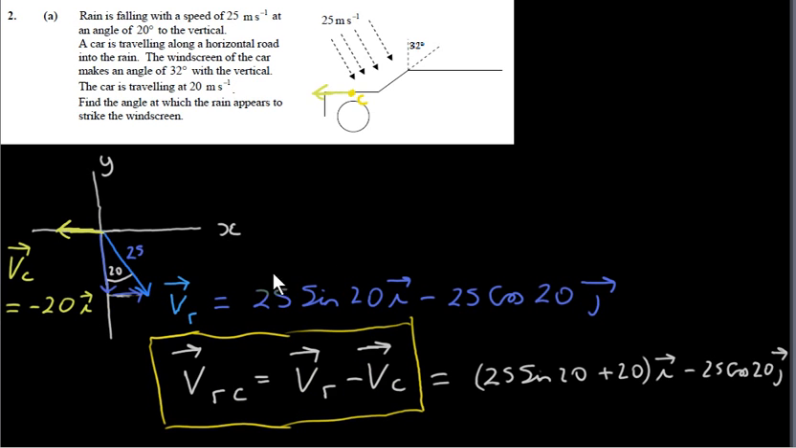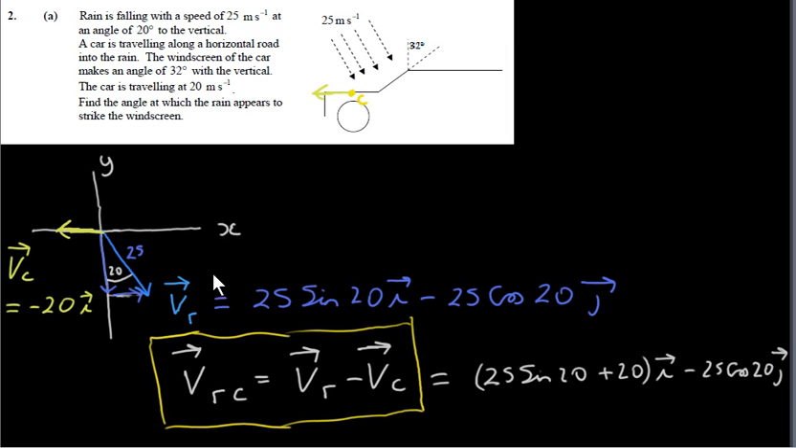So we look at the i components. We take the i component of VR, which is 25 sine 20, and subtract the i component of VC, which is minus 20. So we have 25 sine 20 minus minus 20. That gives 25 sine 20 plus 20 times i. Then we take the j component of R and subtract the j component of C. The j component of R is minus 25 cos 20. The j component of C is 0. So we just have minus 25 cos 20.